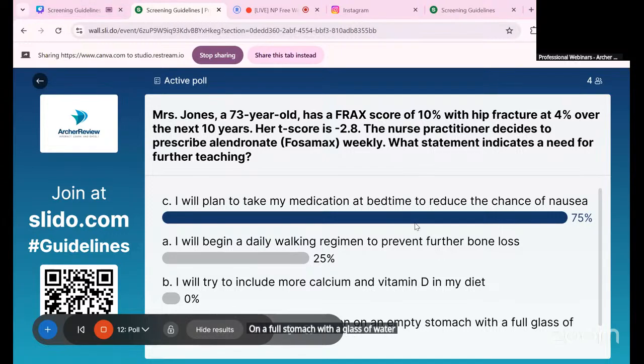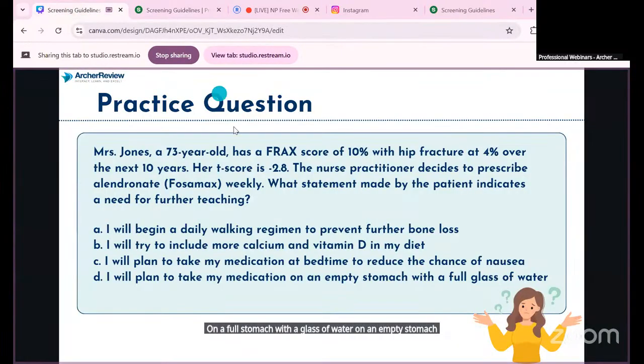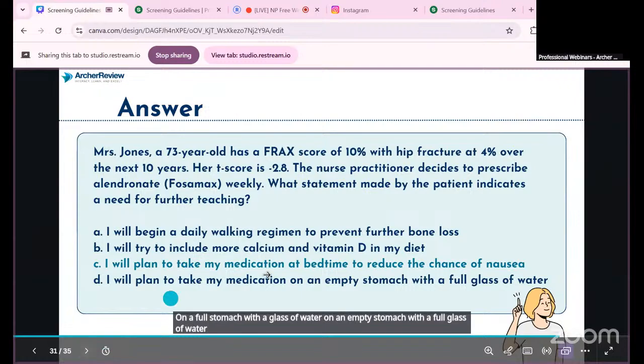So, or sorry, on an empty stomach with a full glass of water. So absolutely great job. This patient here needs to take it in the morning and sit up for a little while after she takes it on an empty stomach.